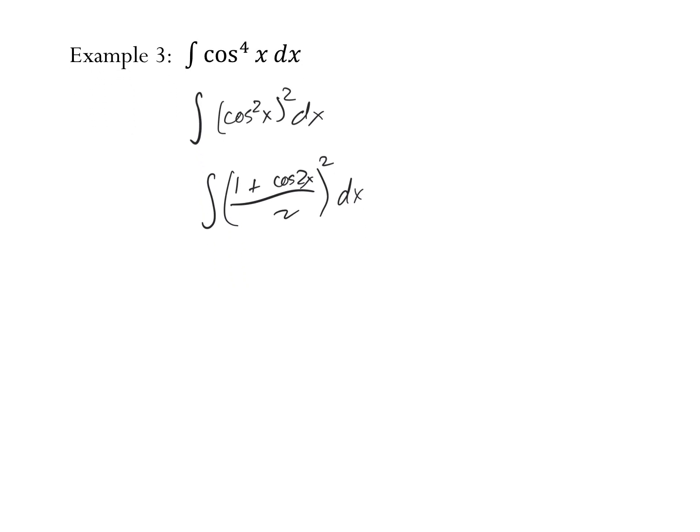And then, would you guys be comfortable with me calling that 1 plus 2 cosine of 2x plus cosine squared of 2x on top, and then 4 on the bottom, if I square that fraction, right? We good with that? Okay, so really I could call this 1/4 plus 2 cosine of 2x over 4 plus cosine squared of 2x over 4.